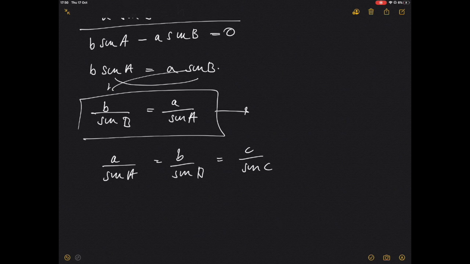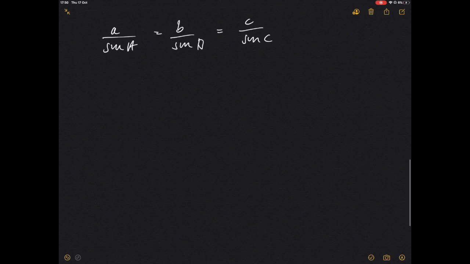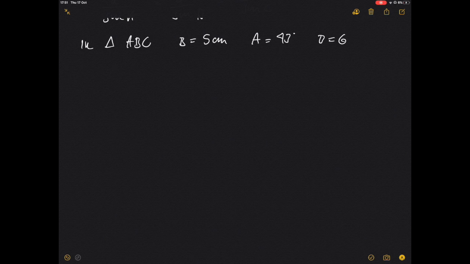Okay, so that's quite simple, but it doesn't always work like that. So let's start with an example of this, and then I'll begin to show you why it's not always that simple. This is a question you might get in the exam. It might say in triangle ABC, we have a side BC which equals 5 centimeters. The angle A equals 43 degrees, and B equals 61 degrees. So let's draw any non-right angled triangle.